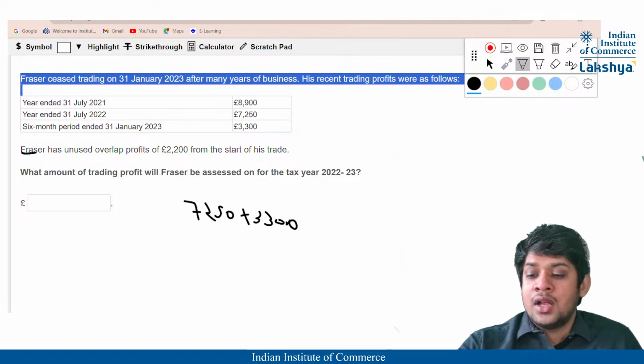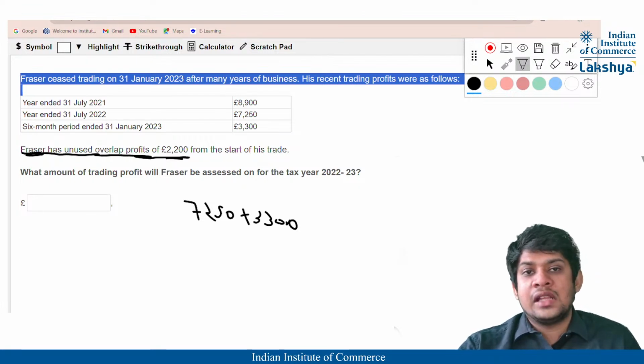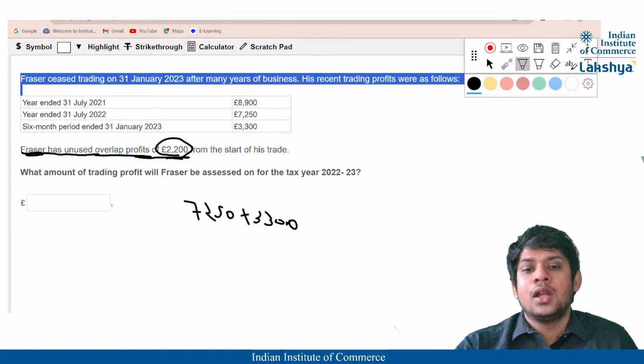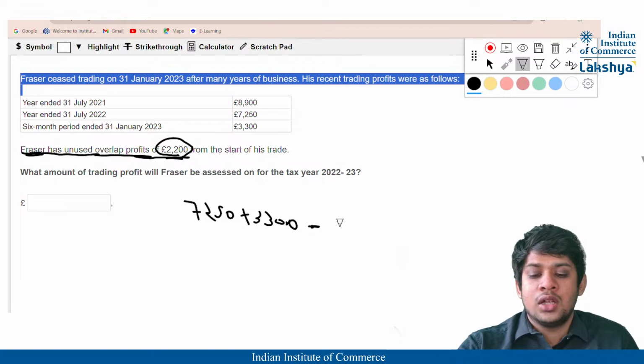But guys, they've also said that Fraser has unused overlap profits of 2,200 pounds. That means when she started her trading, she must have been double taxed on a certain amount because of the accounting period basis. If you remember the current year basis and the actual basis, that is the basis of assessment of an individual. Some profits of her period would have been double taxed, so for that you can claim a deduction now, that is 2200, when you're ceasing your trade.